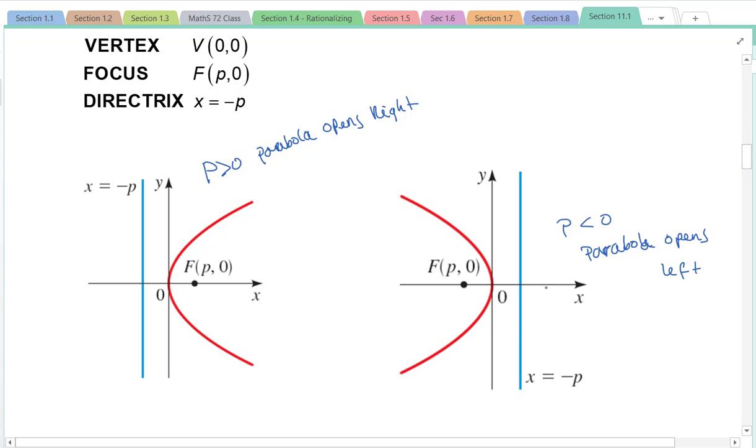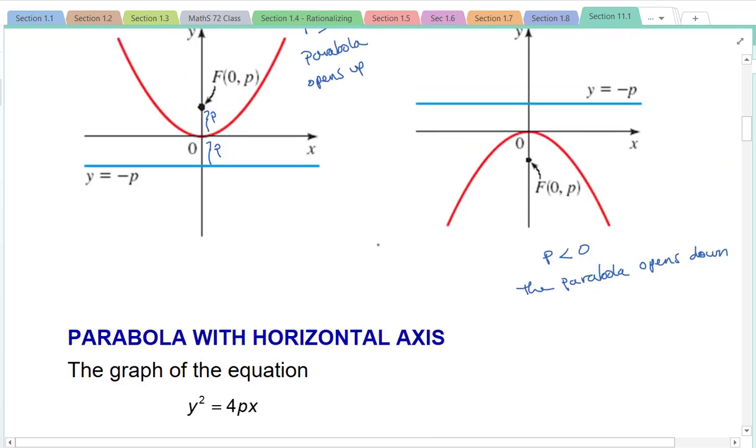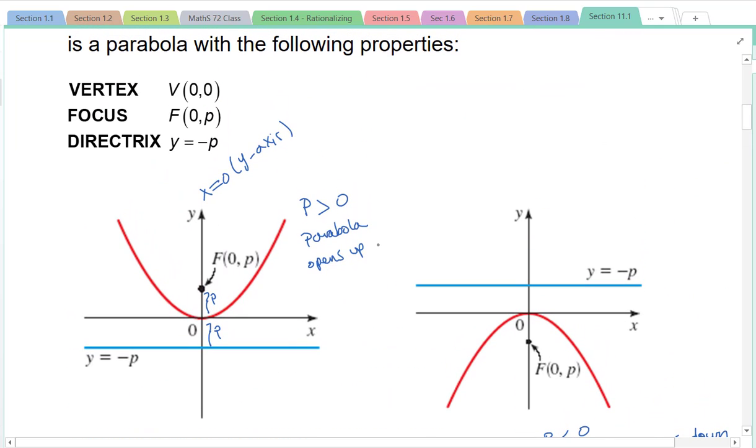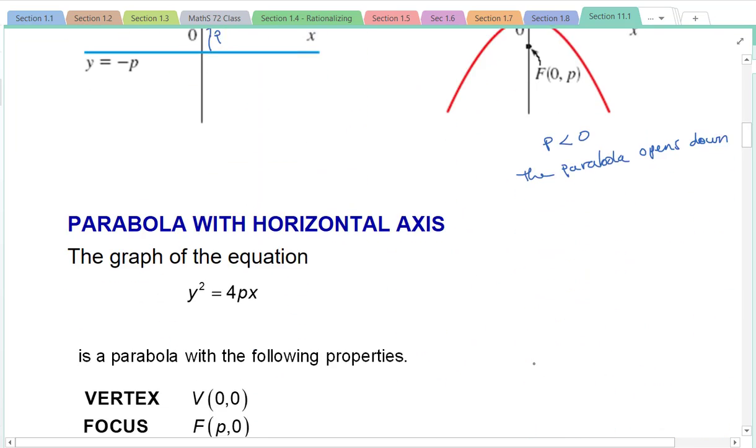Remember that the focus is inside the parabola, so if the focus is positive, then the parabola is going to open towards the positive side. If the focus is negative, the parabola is going to open towards the negative side. And same thing with a vertical axis. When the focus is positive, that means that the p is on the positive y, so the parabola is going to open towards the positive y, so up. And if the focus is negative, that means that the point p is on the negative y-axis, so the parabola is going to open downwards. It's going to open towards the negative y values.